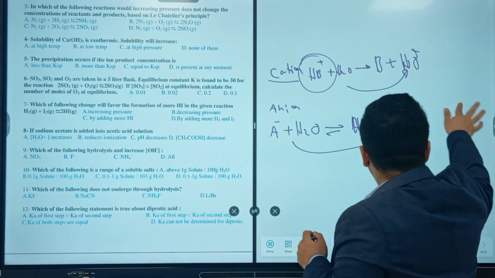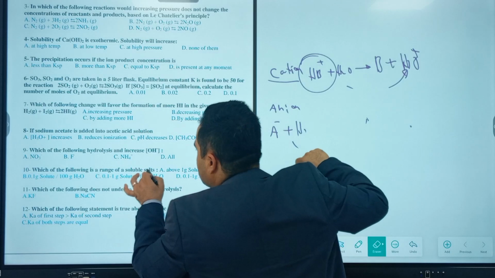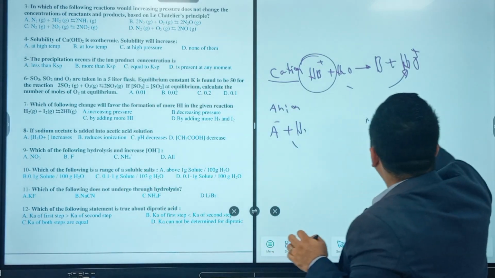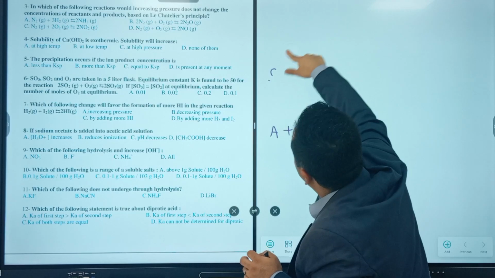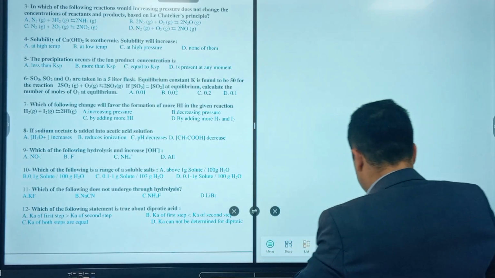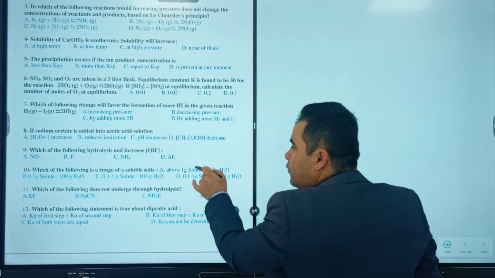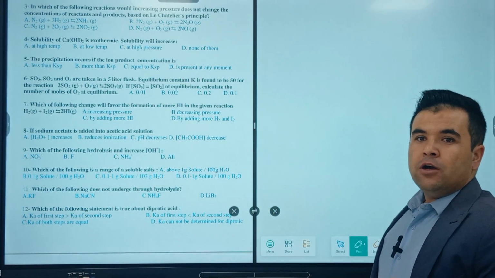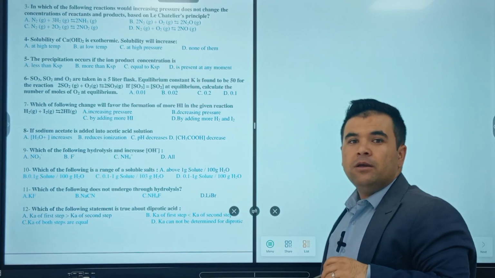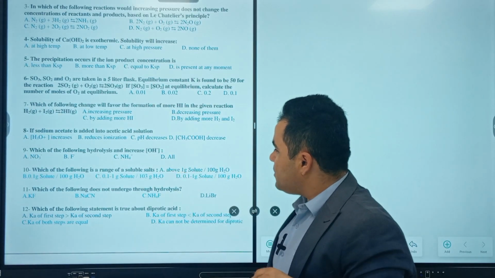The coming question says, which of the following is the range of a soluble salt? The range of the soluble salt, guys, you know it's given in the book: if the salt is above 1 gram of solute dissolved in 100 grams of water, it becomes soluble. So A is the correct answer.